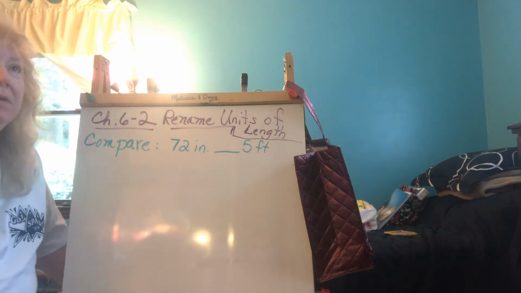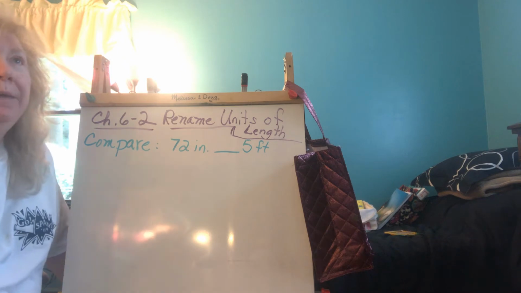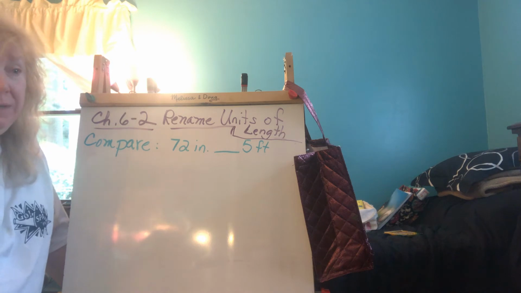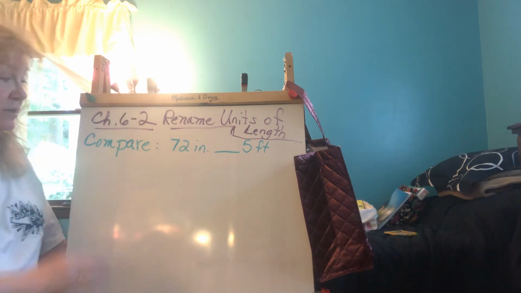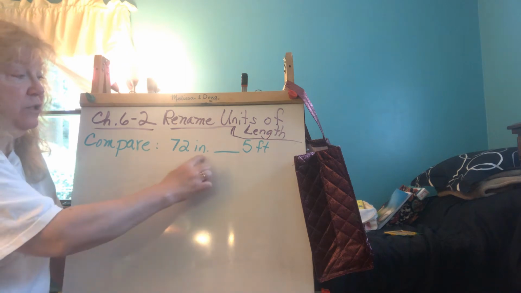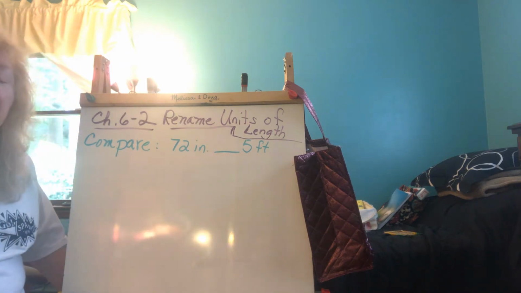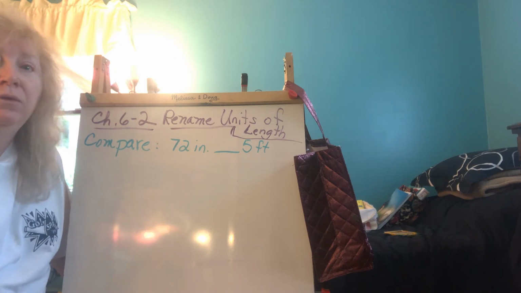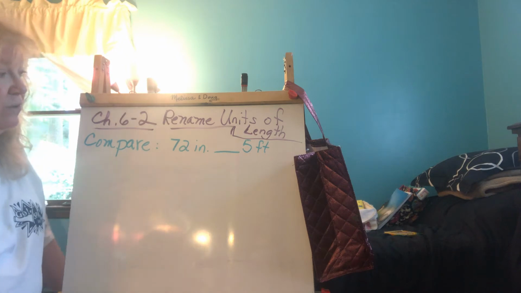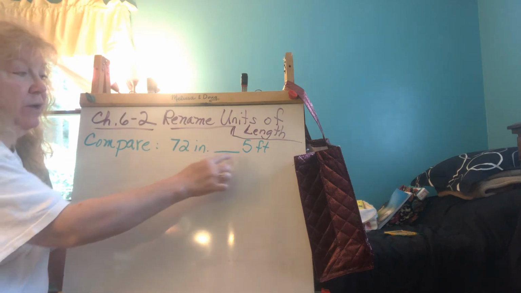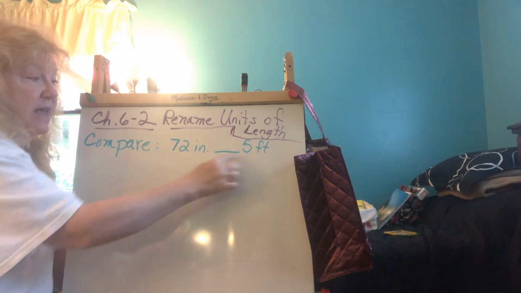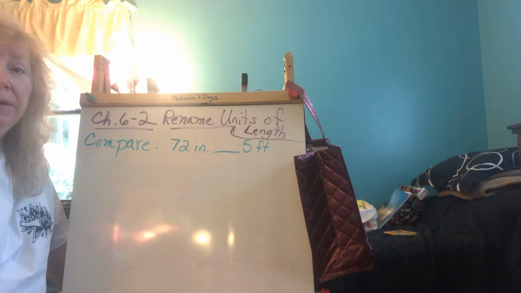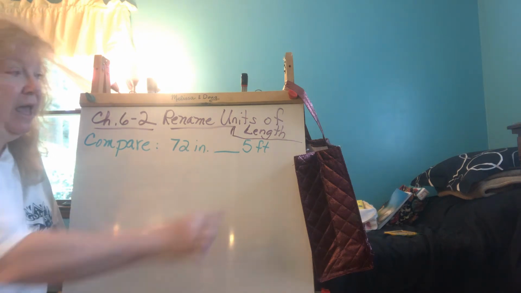Now, in this lesson, you're going to be asked to compare two measurements. Something like you might be asked to do this: compare 72 inches to 5 feet. When we're comparing in mathematics, we are talking about greater than, less than, or equal to. So we have to determine if 72 inches is greater than 5 feet, less than 5 feet, or equal to 5 feet. But right now we can't compare them because one is in inches and one is in feet.